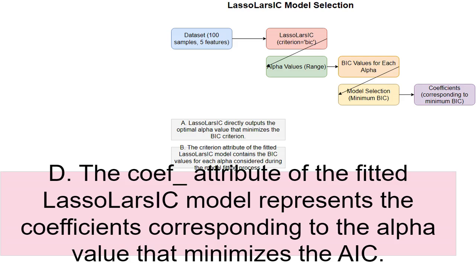Statement A is false. LassoLarsIC doesn't explicitly give us the optimal alpha value. Instead, it implicitly identifies the best alpha. The one associated with the lowest BIC value is what we're interested in. We can find the associated alpha using other attributes.